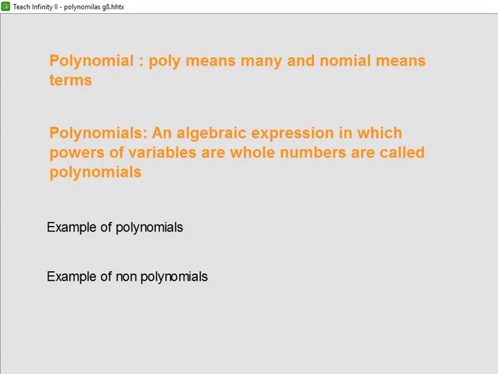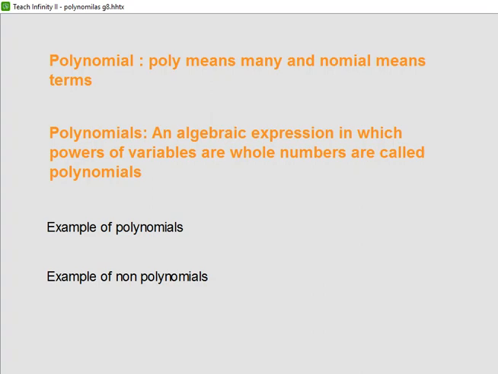Polynomials and algebraic expressions are related to each other. So first we learned algebraic expressions. Now what is a polynomial? The basic term is polynomial. Poly means many and nomial means terms. Polynomial means many terms. The definition is: an algebraic expression in which the powers of variables are whole numbers is called a polynomial.